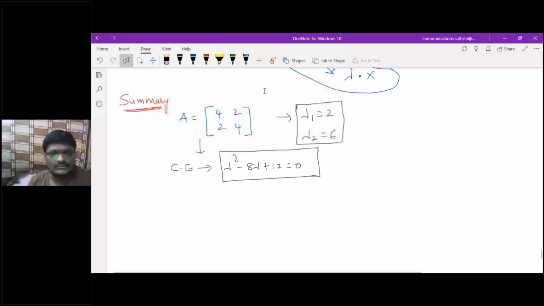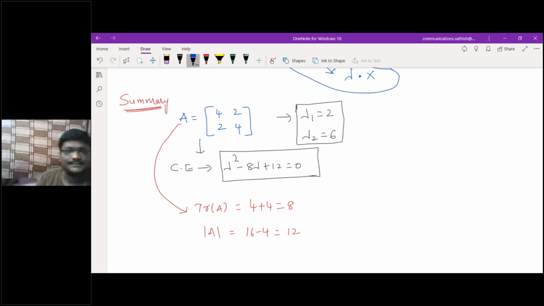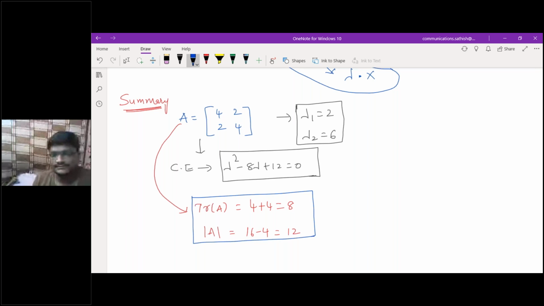Now try to listen here properly. What is the trace of this matrix? And what is the determinant of this matrix? The trace is the sum of the principal diagonal elements, 4 plus 4, which is how much? 8. The determinant of the matrix is 16 minus 4, which is how much? 12. Yes or no? Are you getting what I'm saying?